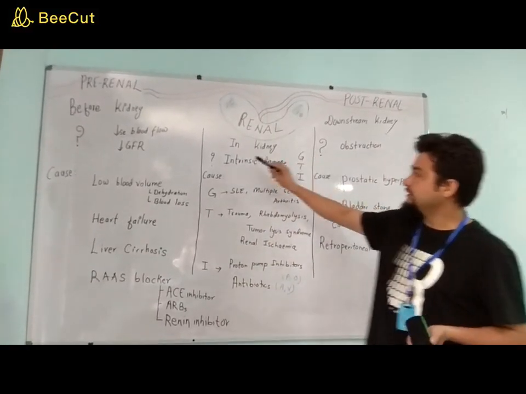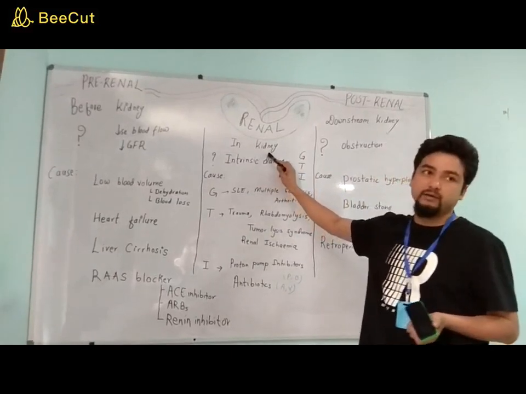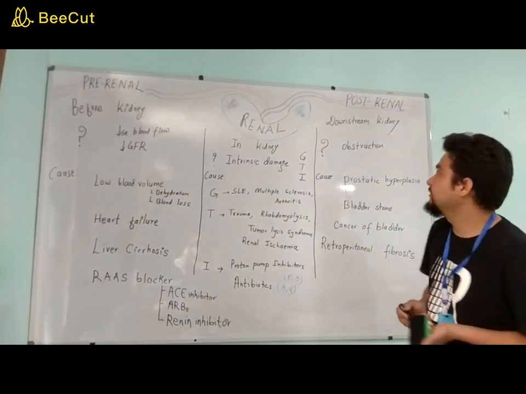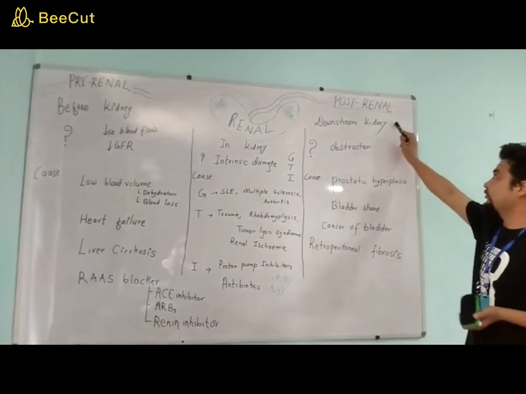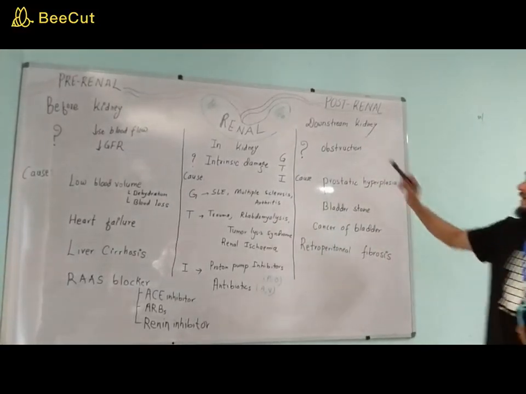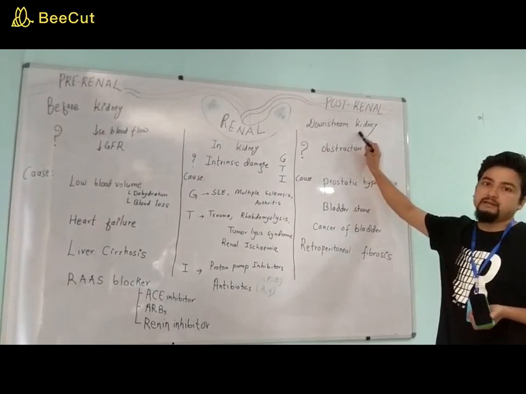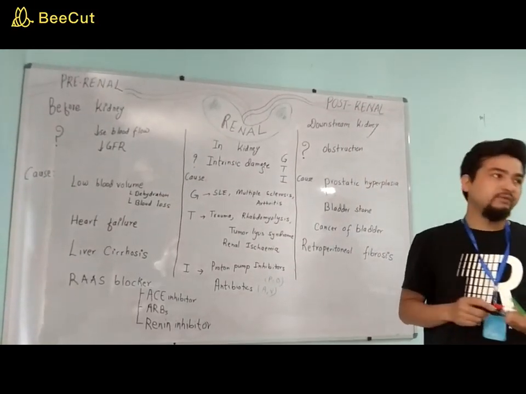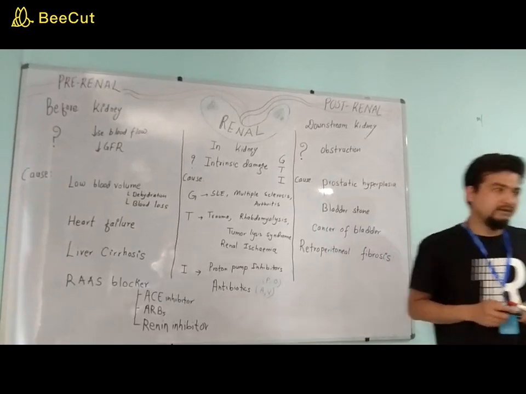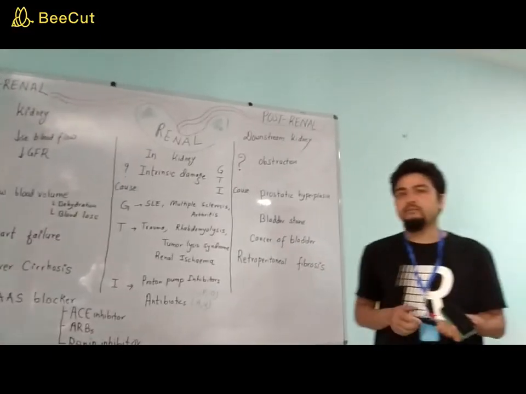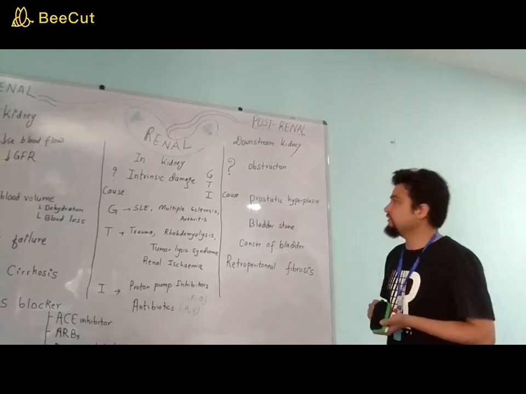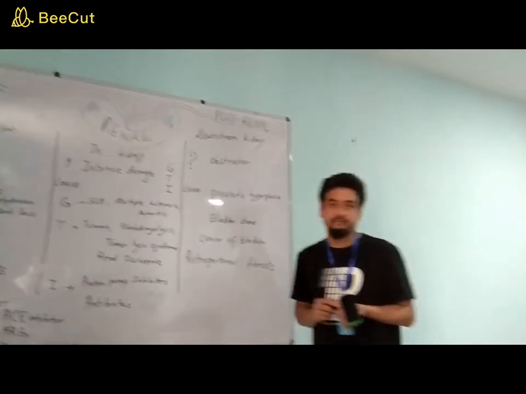Renal, the problem is inside the kidney. That means the problem can be in the nephron. And finally, the post-renal one. The problem is downstream to the kidney. That means the problem can be in the ureter, the urethra, the bladder, or the prostate of the male. So let's discuss what actually happens in these diseases.